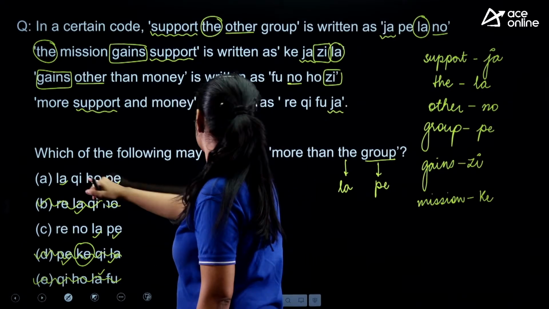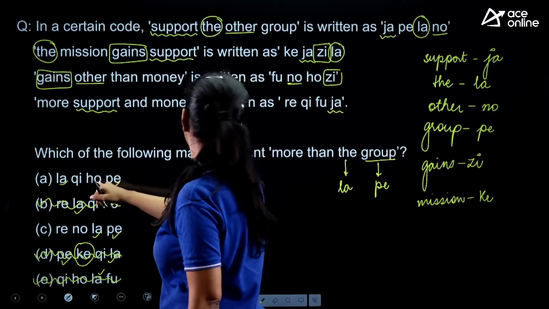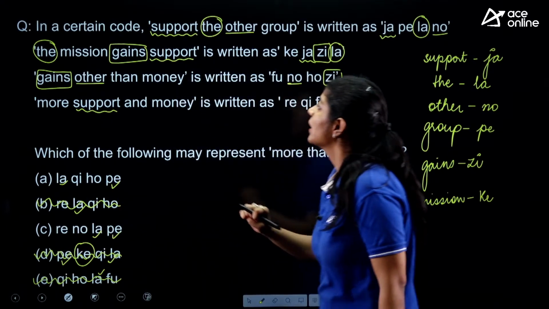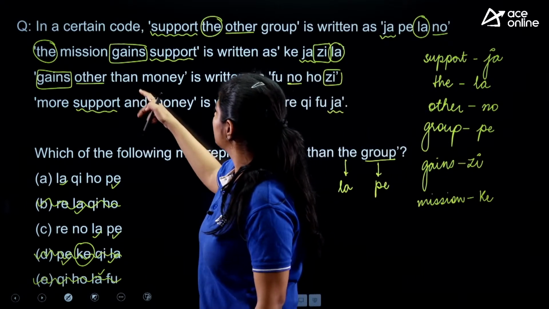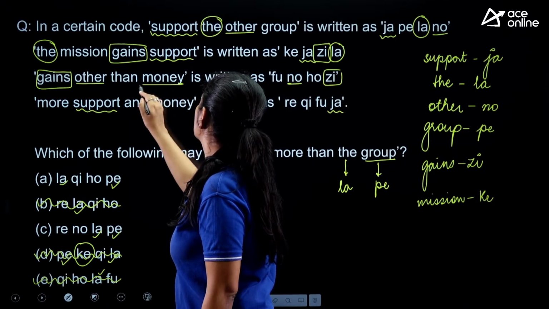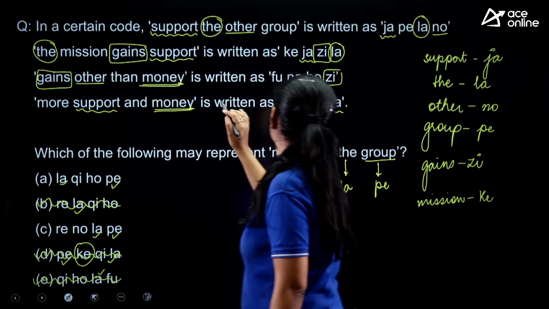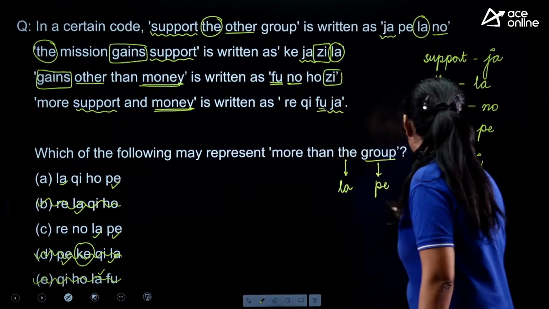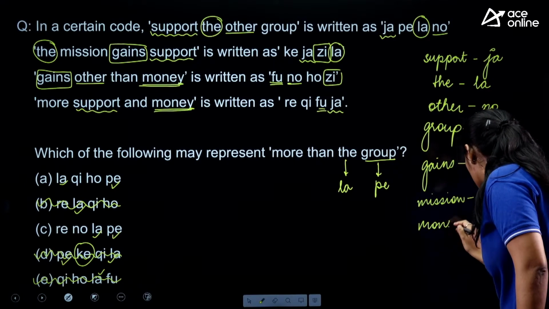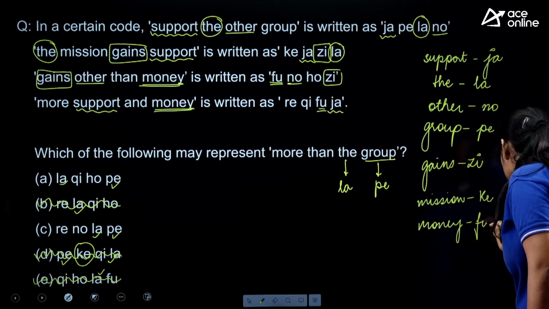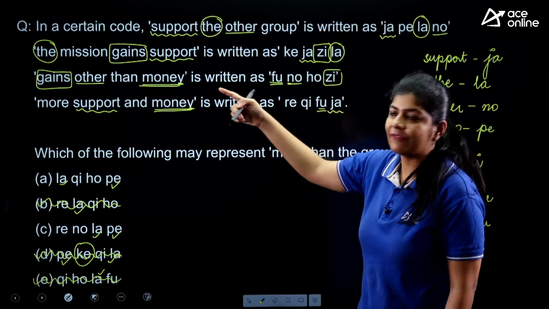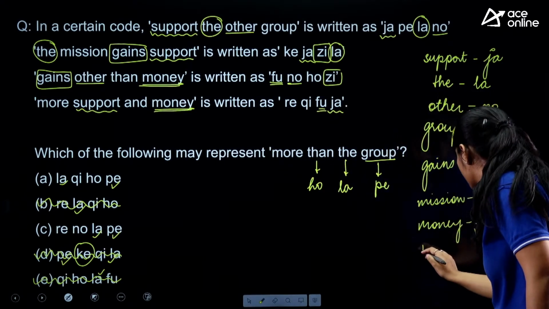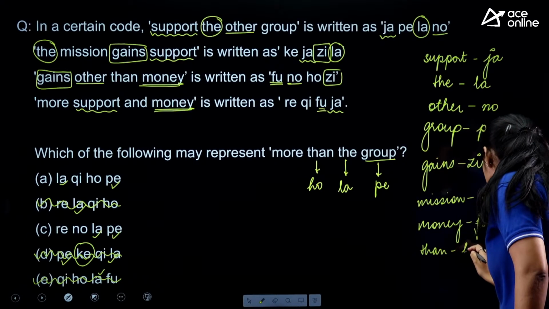Now we are having QI, okay, QIHO, and here we are having RENO, okay. Now if we talk about these two, here we are having a common word, that is money, and the common code that we are having over here is FU. For money we are having FU, right? In this one again we are left with just one word, that is then. Then is coded as HO.